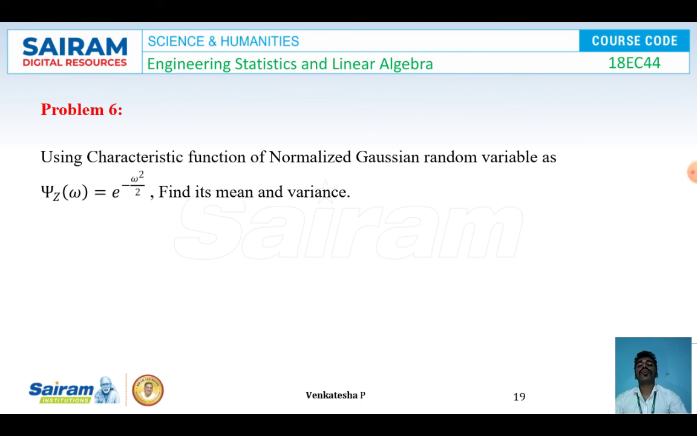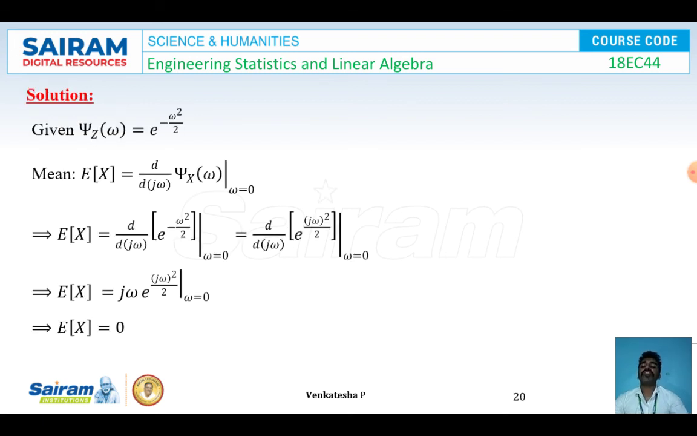Problem number 6. You are given the characteristic function of the normal Gaussian random variable as ξz of ω is equal to e power minus ω square by 2. Find its mean and variance. So we know how to find the mean and variance in the form of the characteristic function. Given that ξ of ω is equal to e power minus ω square by 2, I'll be finding the mean of x. It is given by d by d(jω) of ξx of ω at ω is equal to 0. So putting this value here, I got d by d(jω) of e power minus ω square by 2 at ω is equal to 0.